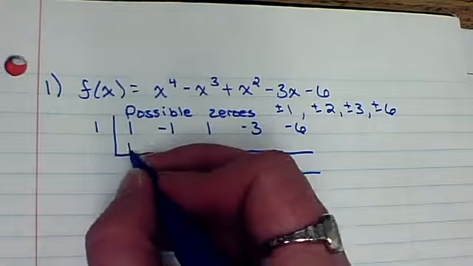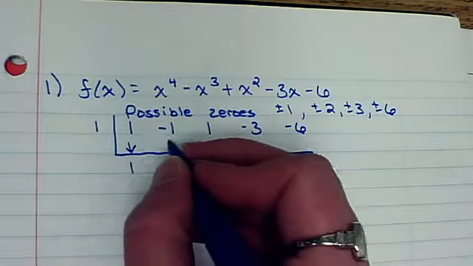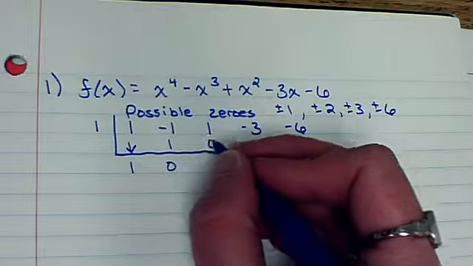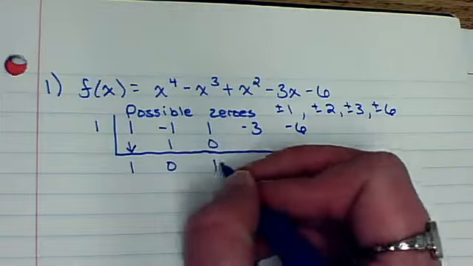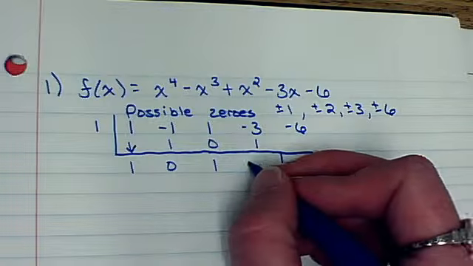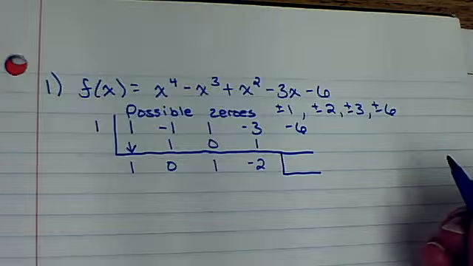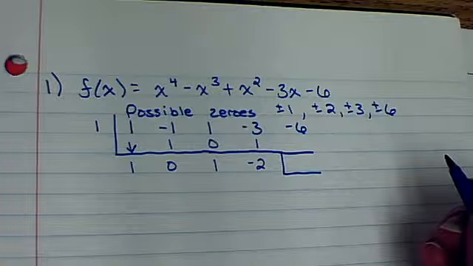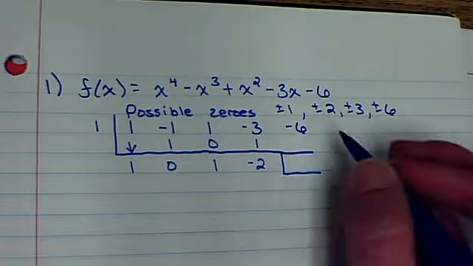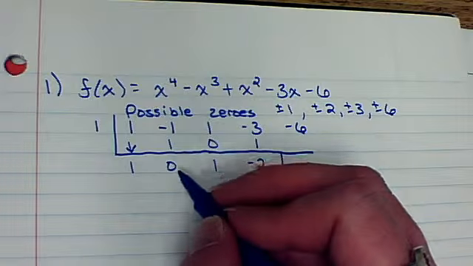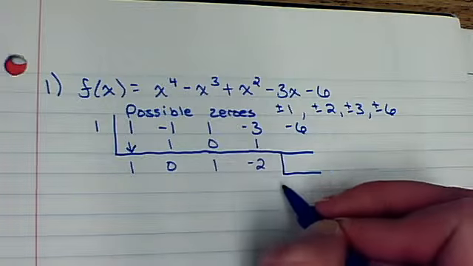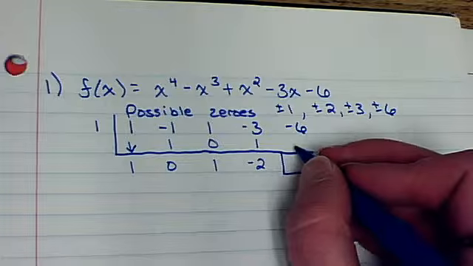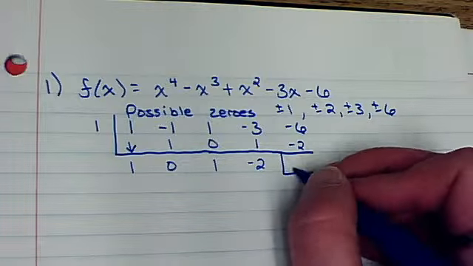Alright, so we bring down our first term. 1 times 1 is 1. Add and we get a 0. 1 times 0 is 0. Add and we get a 1. 1 times 1 is 1. Add and I get a negative 2. Did I do that right? Yeah. Negative 2 times 1 and I get a negative 2, and uh-oh, this one doesn't work, does it?